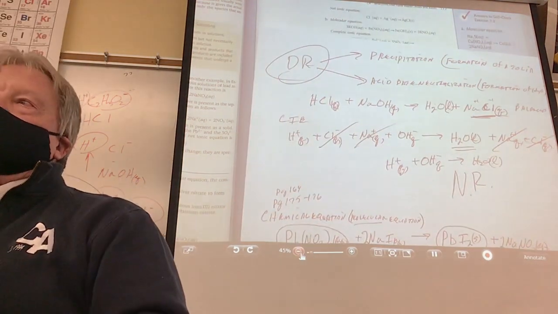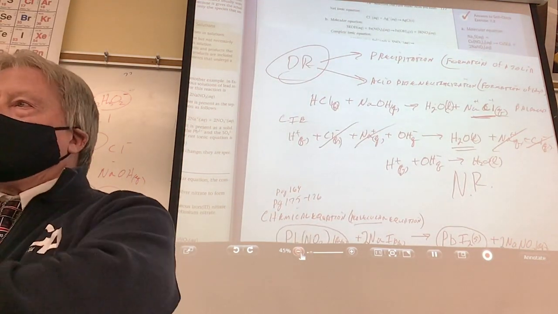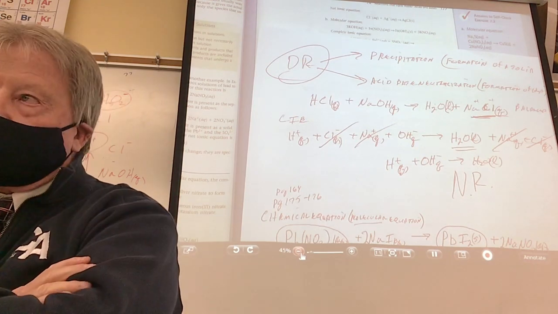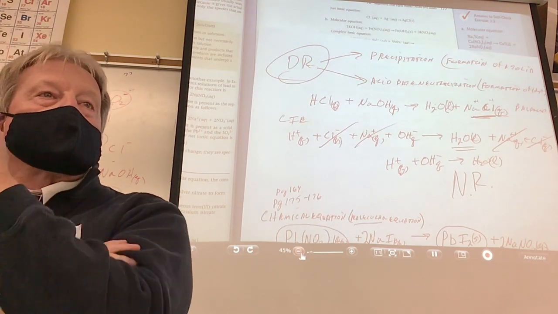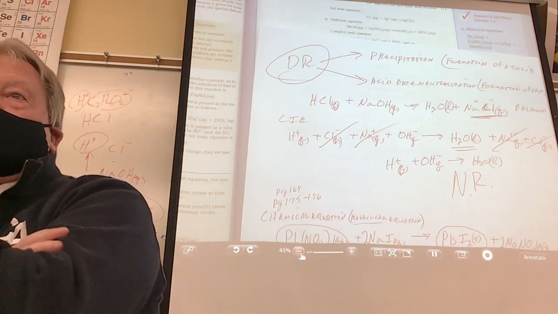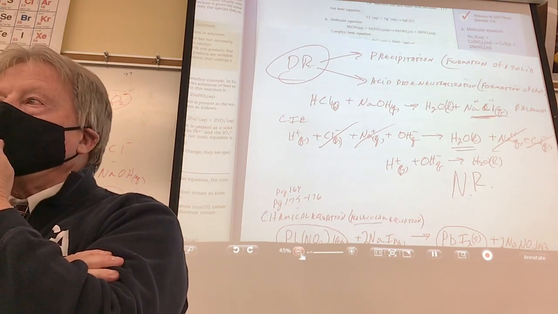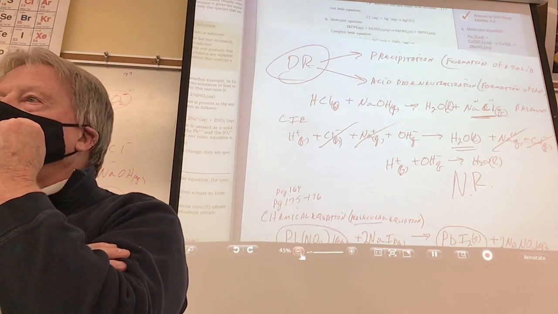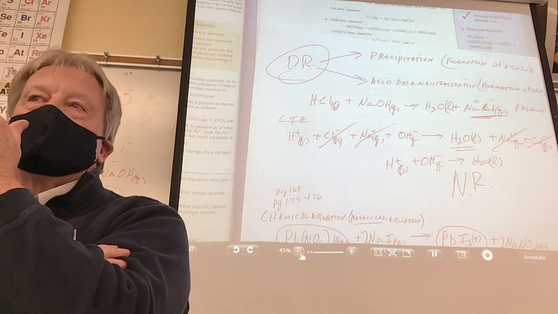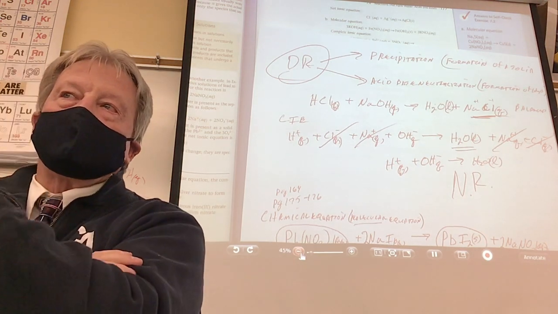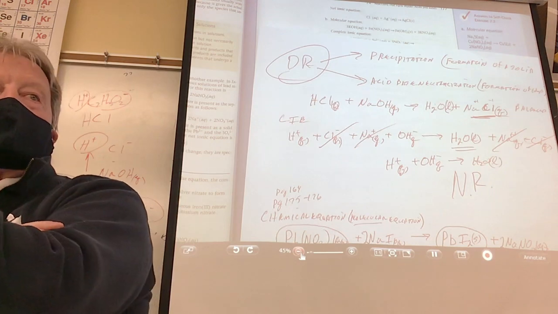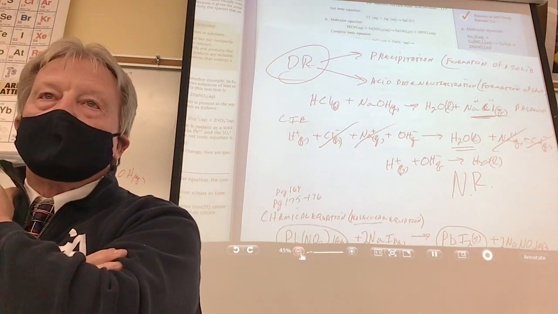Of the double replacements, we now know a little bit more than we did last chapter. We now know there are two kinds of double replacements. One of them is a precipitation reaction because the driving force is formation of a solid. And what's the other one called again? What's the other double replacement? Acid-base neutralization, and it works because you have the formation of water.